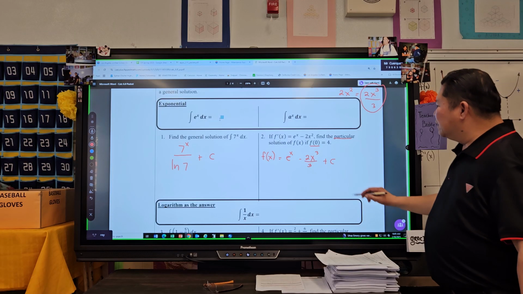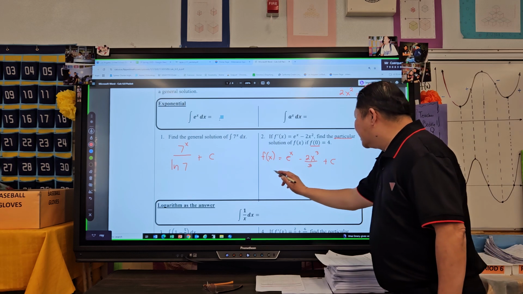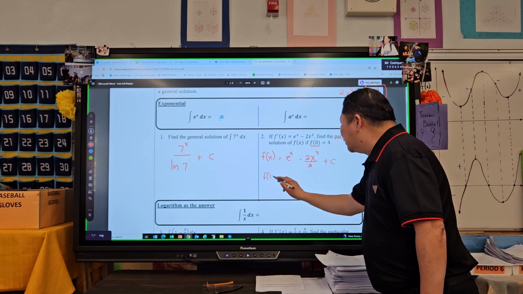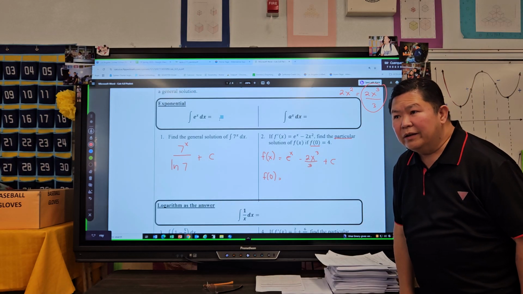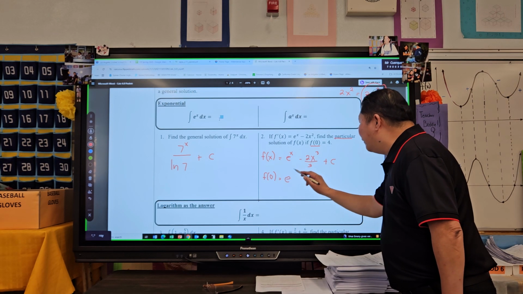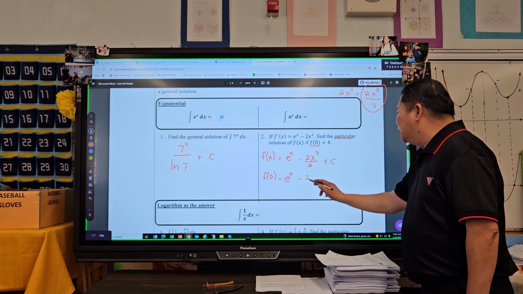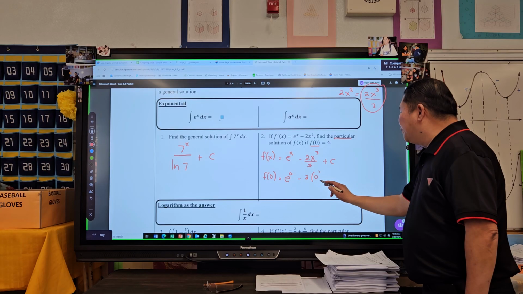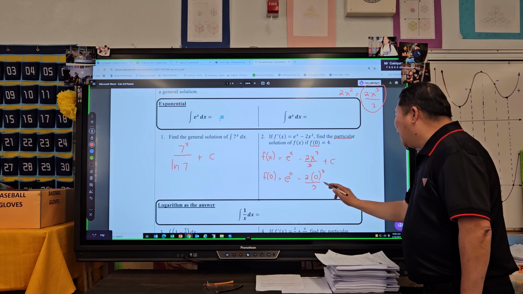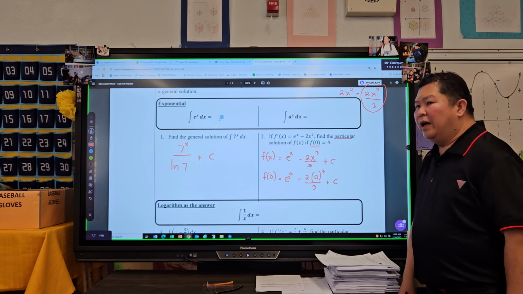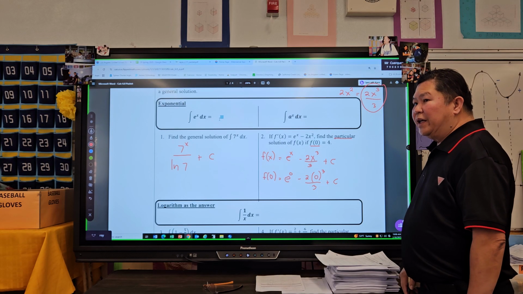Now, what is the condition? That f of 0 is 4. That means, look at this. F of 0, what do we do? That means we plug in the 0, right? So from e to the power of x into e to the power of 0, and then minus 2 times 0 to the power of 3 over 3 plus the constant. And then what does it say? F of 0 is equal to 4.